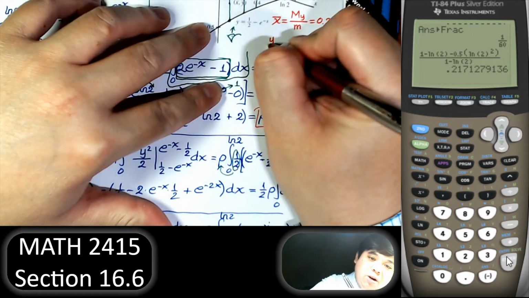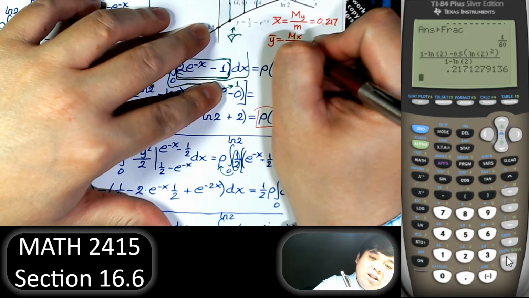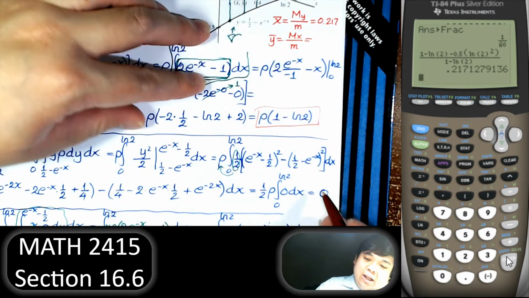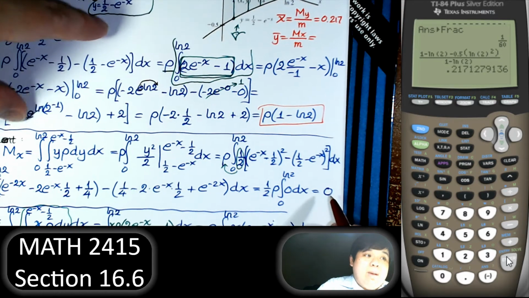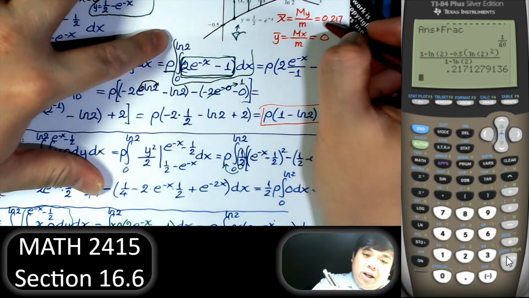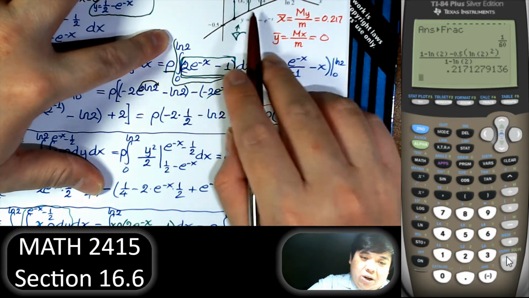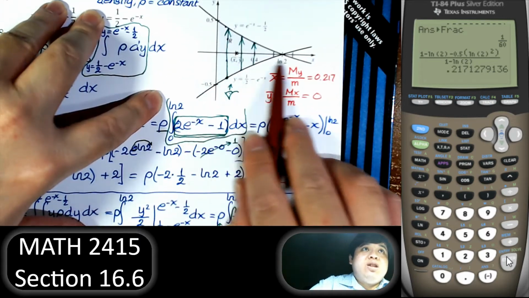And then y bar is Mx, moment about the x-axis, over m. This is 0 because the moment about the x-axis is 0. So yes, the x coordinate is about 0.2 something and the y coordinate is equal to 0, which makes sense because this one is symmetric.